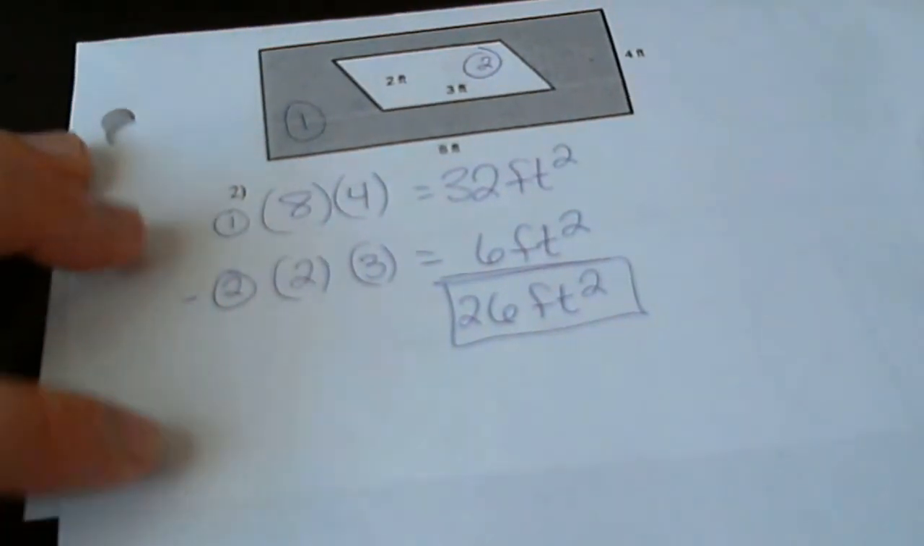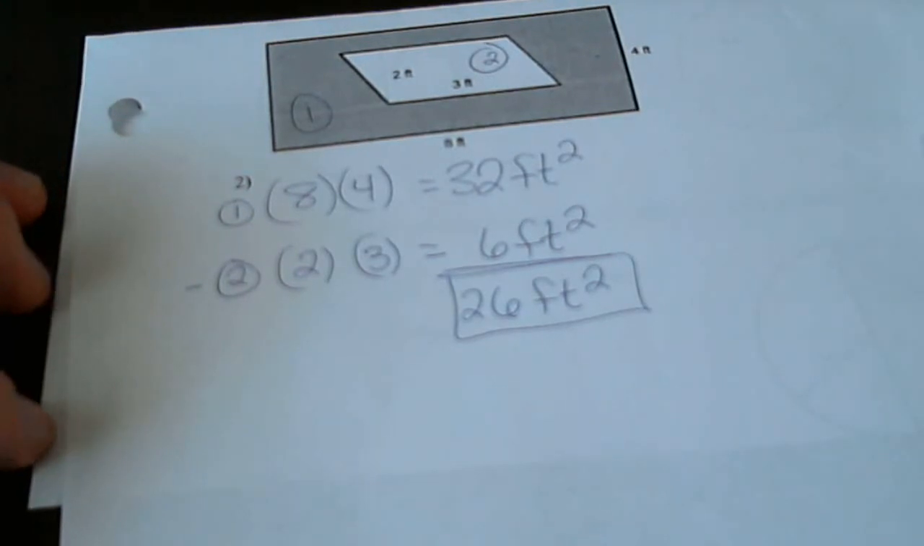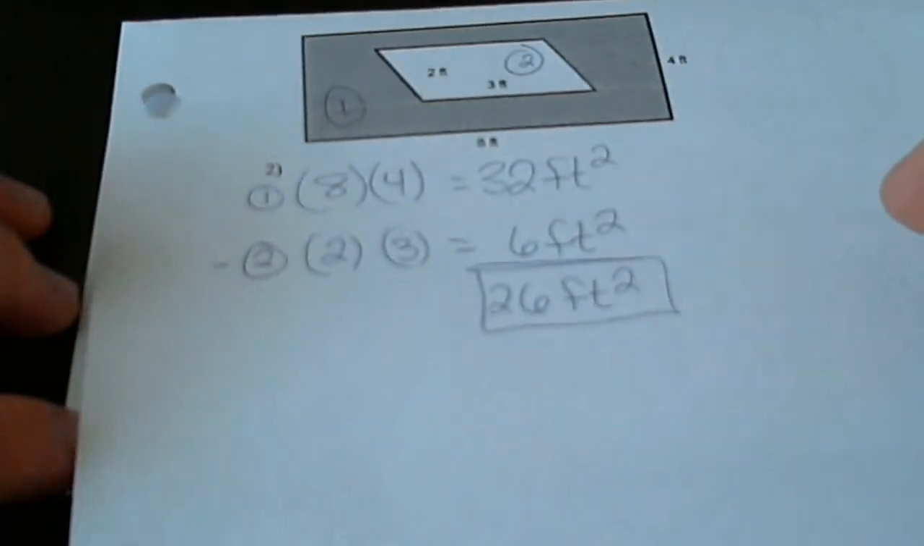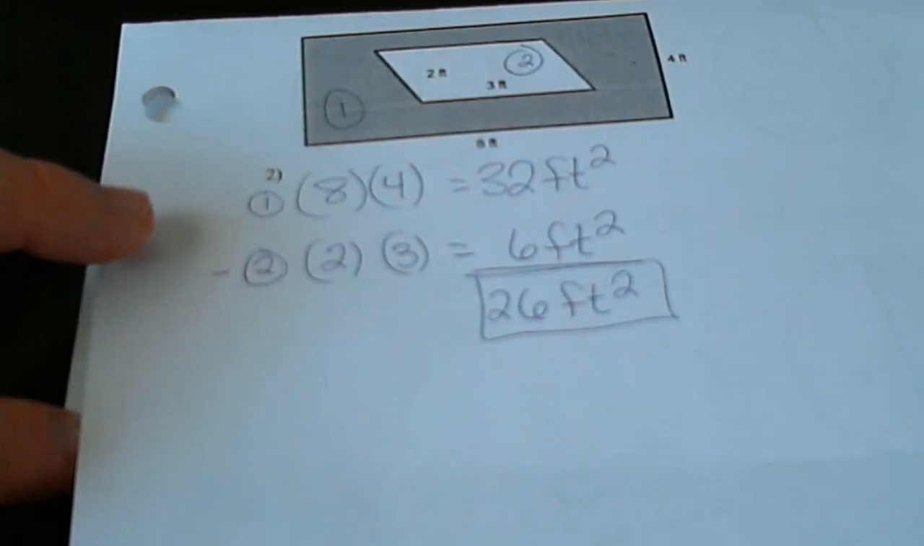Okay, that is going to conclude our study of squares and rectangles and triangles. Move on to video 2 for trapezoids and circles.